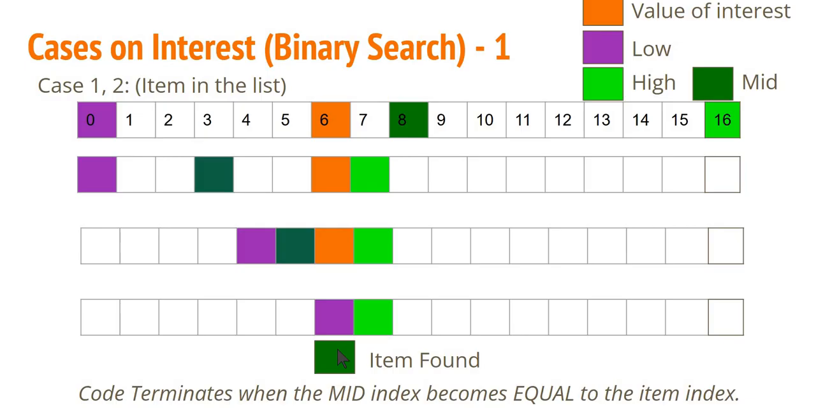Now you can extend this argument to argue that no matter where the item is in the list, it will be found because the mid pointer eventually will go and hit this value. Remember, the mid pointer must reach that value because it's at the mid that we are searching. It's not the low and high. It's in fact at the mid, right? So basically the code terminates and the mid index becomes equal to the item index.